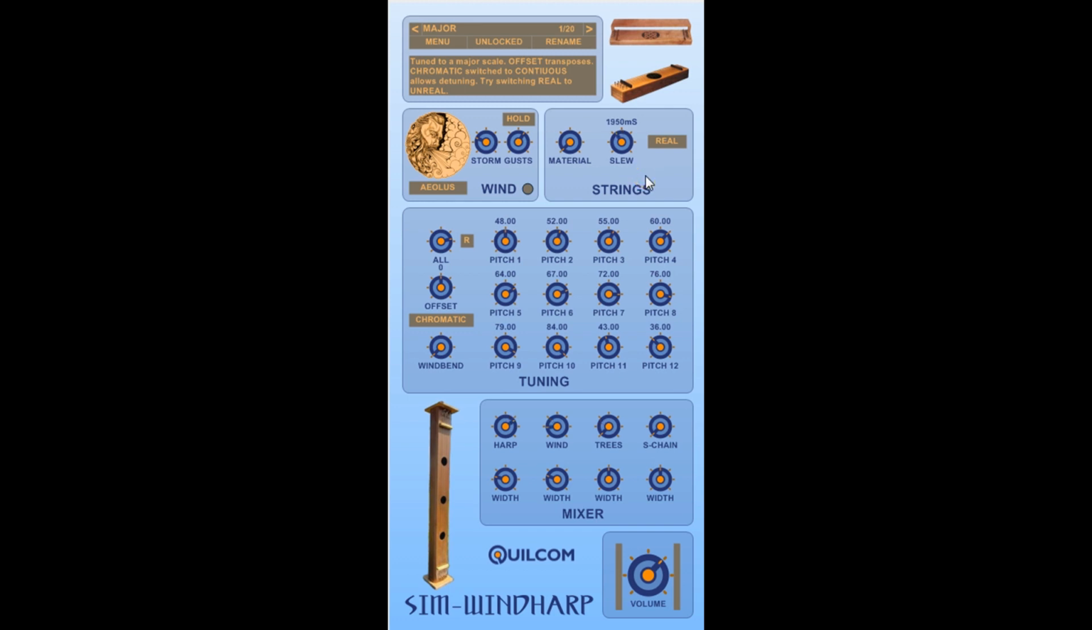So now we'll move on to the strings panel. So I'll turn wind on. We'll leave it on Aeolus, our good friend. I'll turn this down so we can hear the harp better. The material knob, when it's fully anti-clockwise, simulates catgut or nylon strings, and fully clockwise, metal strings. And of course you can set that anywhere in between.